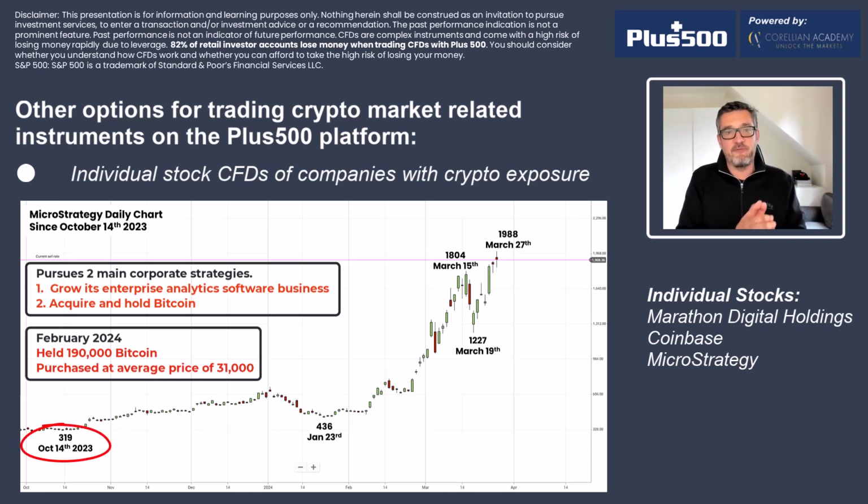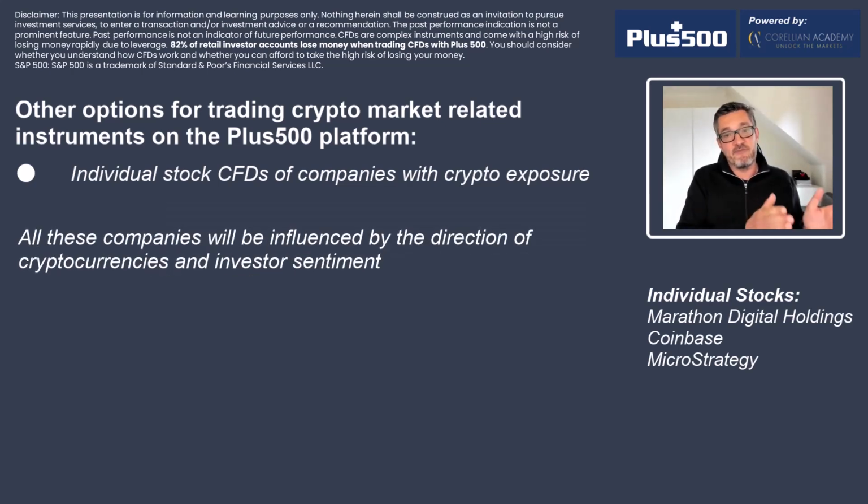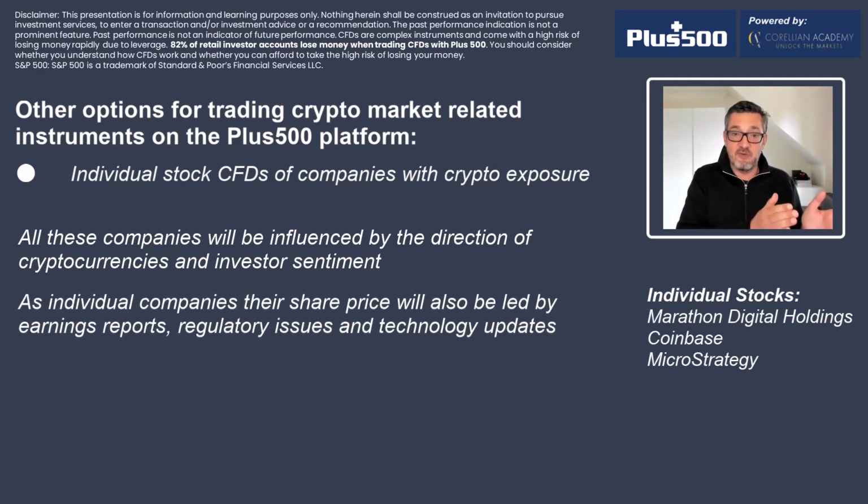Since October the 14th, 2023, the move is almost identical to the one in Bitcoin. Although between January the 23rd and March the 15th this year, it gained 313%, while Bitcoin was up just 81% during that period. So timing of trades is important. All of these companies will be influenced by the direction of investor sentiment towards cryptocurrencies. But also, as individual companies, they are also led by their earnings updates, any regulatory issues they may have, or other technology-related issues.